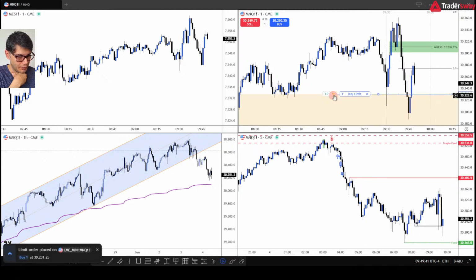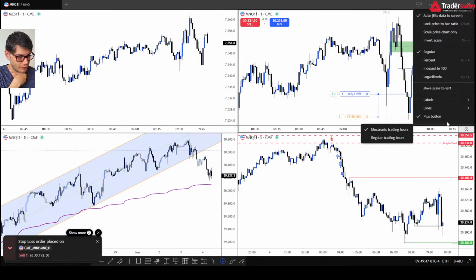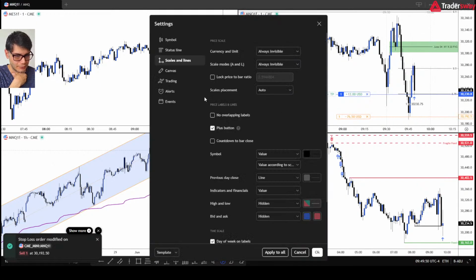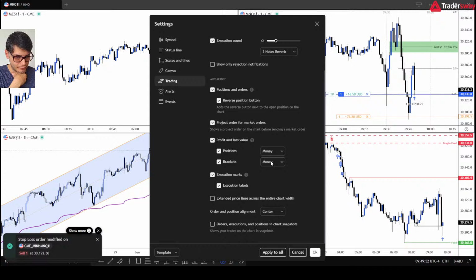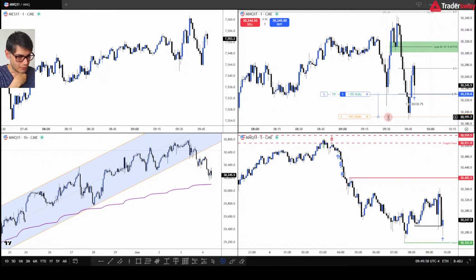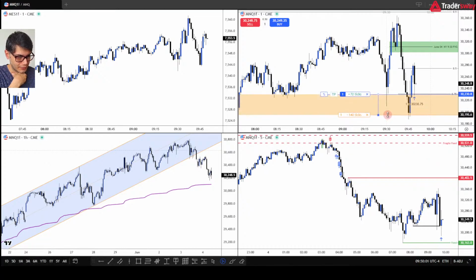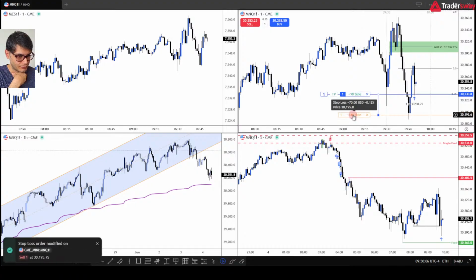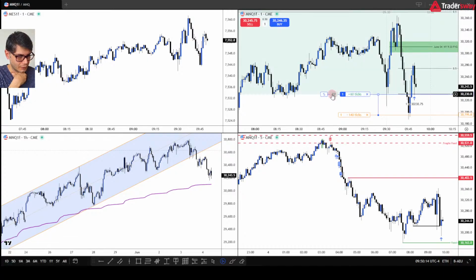Let's add one buy limit there, move the stop, $75. I want to set it to ticks, not money, because I don't care about how much it is made. I like to see the tick data. All right, that's $70 at risk. And profit should be there.